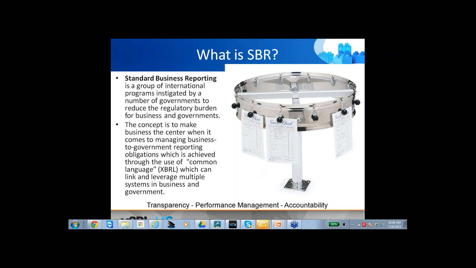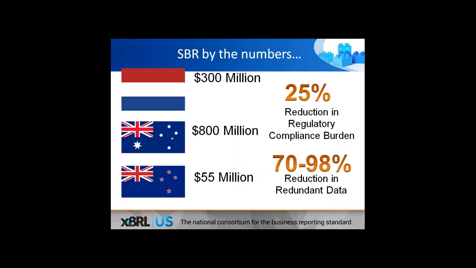Go to the next slide, and let me talk about the possible impact. These are real projects that have gone on for the last almost decade, starting with the Netherlands at the top. They saved roughly $300 million by reducing the data needs and automating that data flow through the order wheel. Australia saved about $800 million, and then New Zealand, the bottom one, is $55 million. There are active projects now in Brazil, Canada, and lots of other countries that are showing this kind of impact, right? 25% reduction in the cost of all the people who have to file the data among these organizations, and then a 70 to 98% reduction in the redundant data.